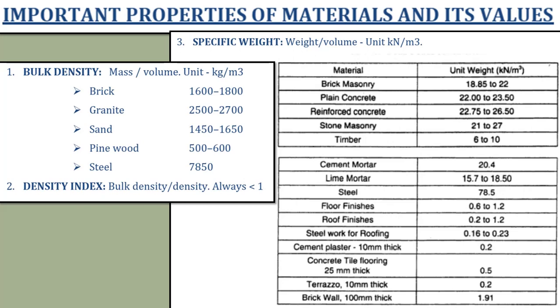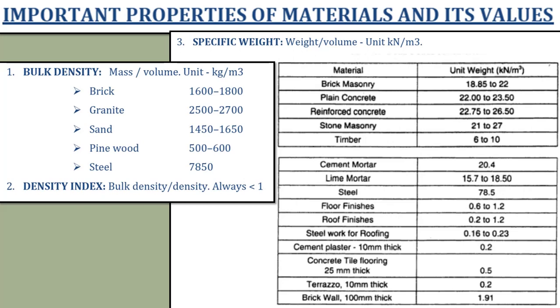Today I am going to explain some important things which civil engineers need to know when they are working on site, as a civil engineer, site engineer, project engineer, or executing engineer. These are based on material properties, their values, and the things related to cement and concrete. I am explaining these in this video specifically. First, we'll see important properties of materials and their values.